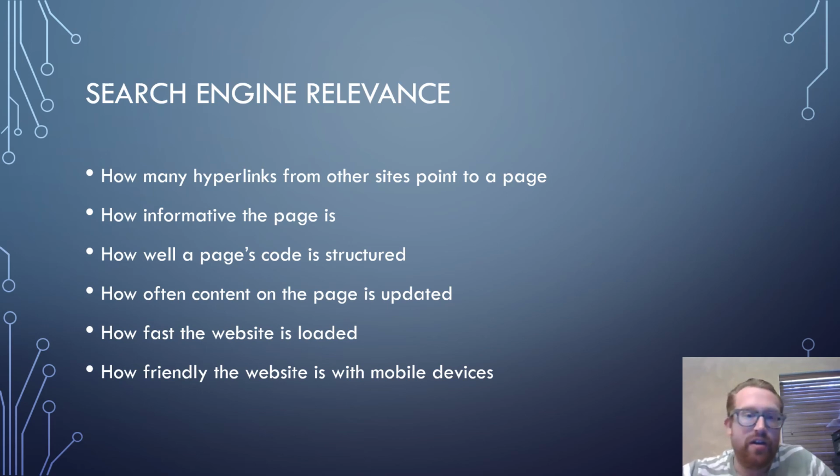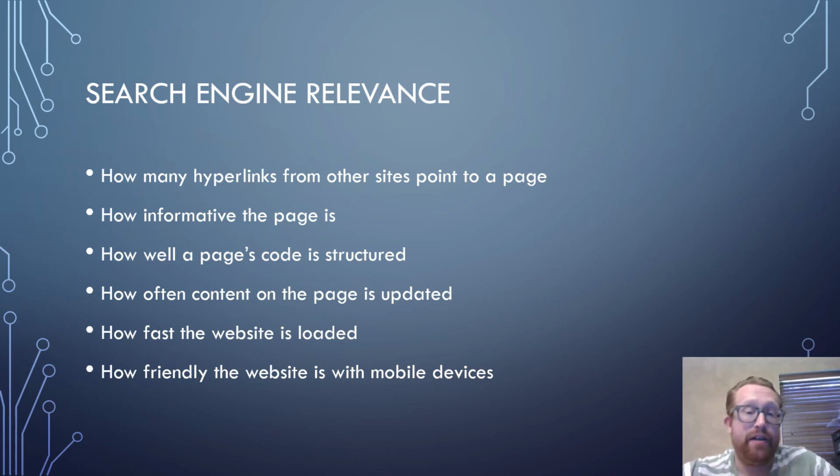That's important. Next is how informative the page is. How much information is actually on it? Okay. When someone looks at your page, is there a lot of information on it, or is it very, very dull and bland? Okay. The more information that's on it, the more likely it's going to be picked up. Next is how well a page's code is structured. You want to make sure that your coding for your web page is sound, makes sense, and is using best practices. You're more likely to be picked up if your code is very, very well done.